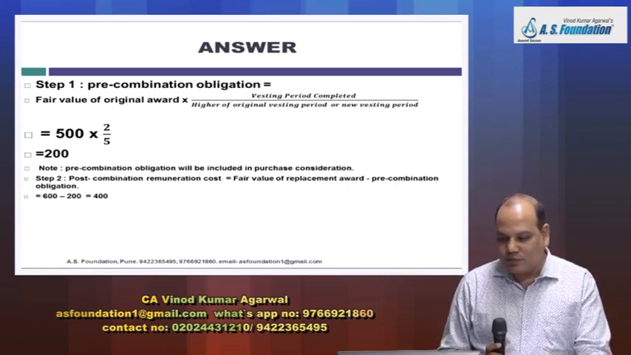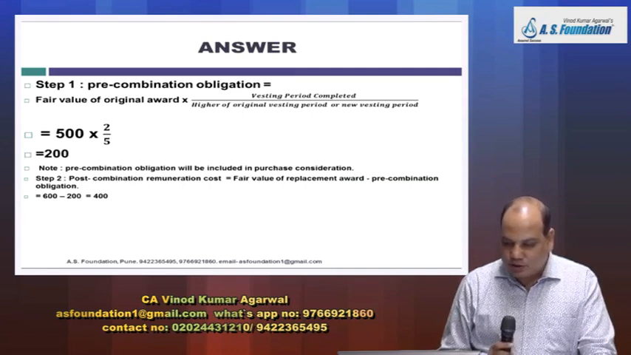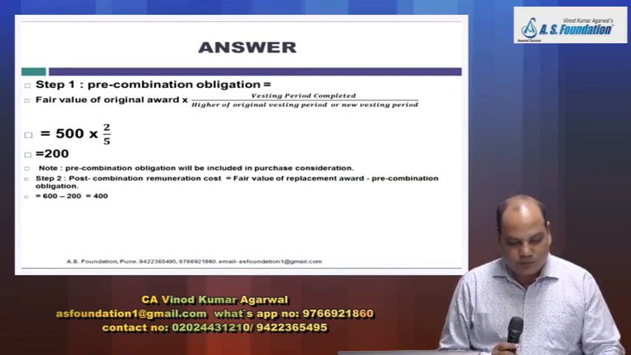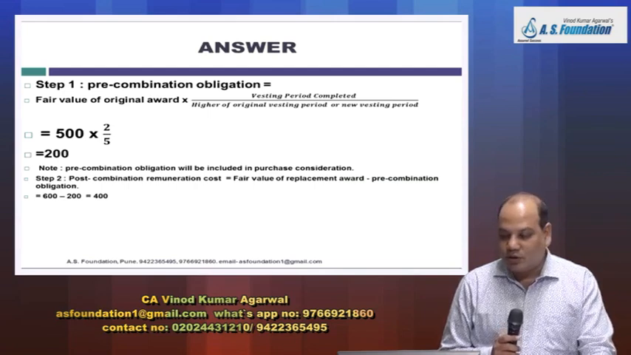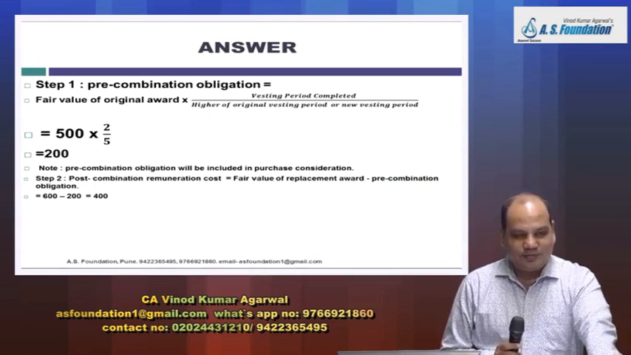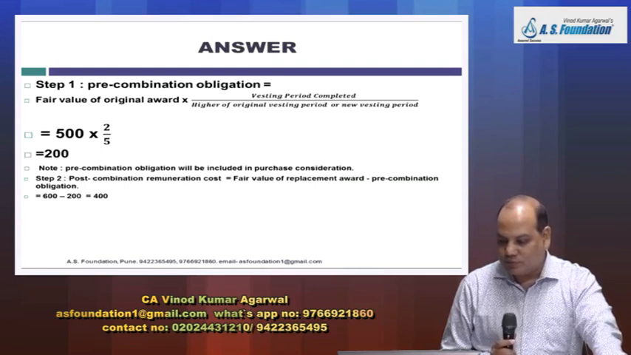You need not write formula every time. Write formula once. But in the exam, yes, you should write formula also. Some examiner give 1 mark for writing formula, and some deduct 2 marks for not writing formula. Yes, I have seen that paper. Fair value of original award into vesting period completed upon higher of the original vesting period or new vesting period. So you can directly write down 500 into 2 by 5.